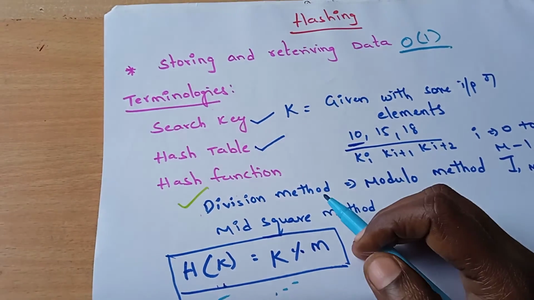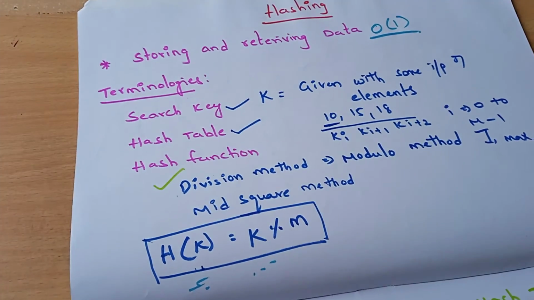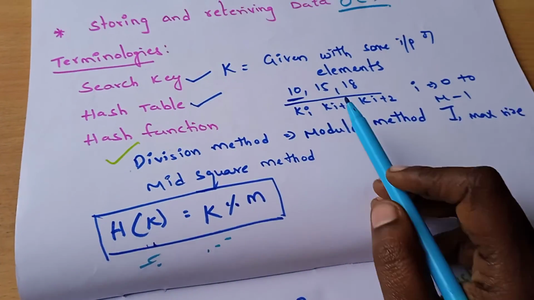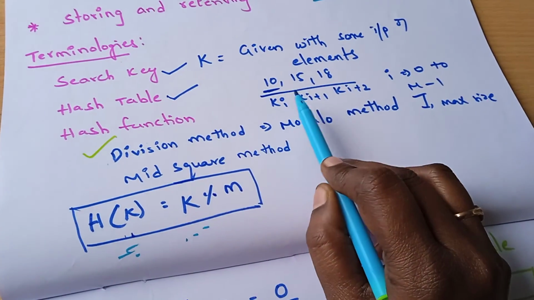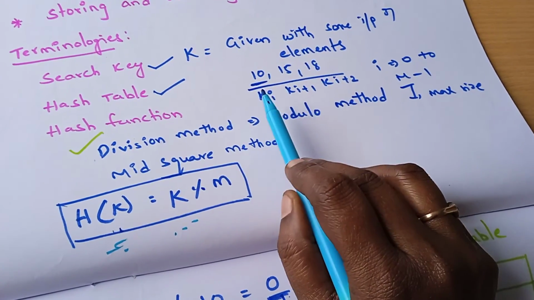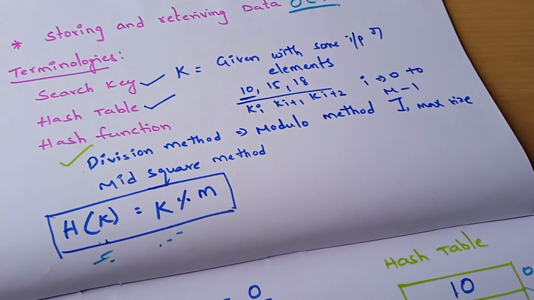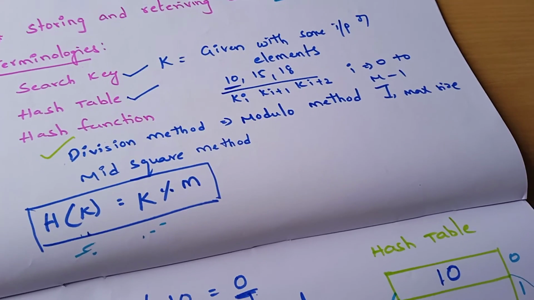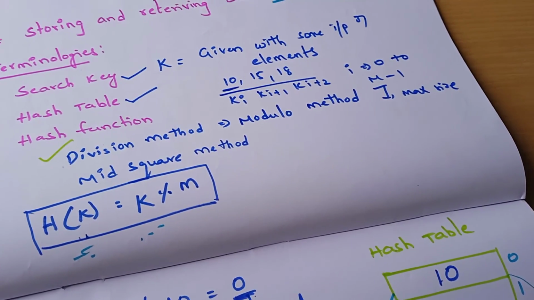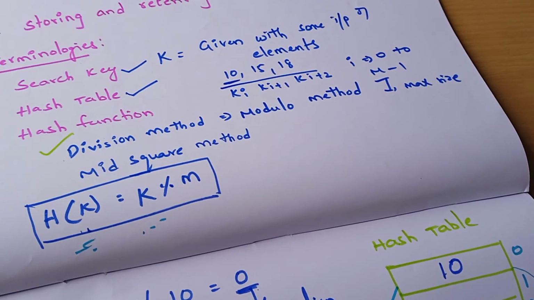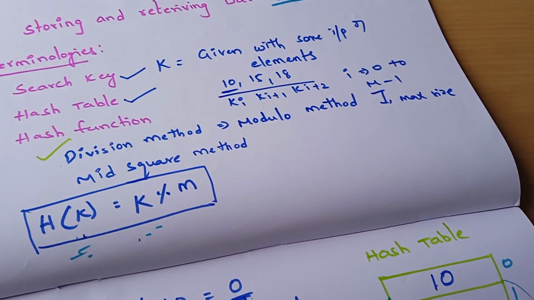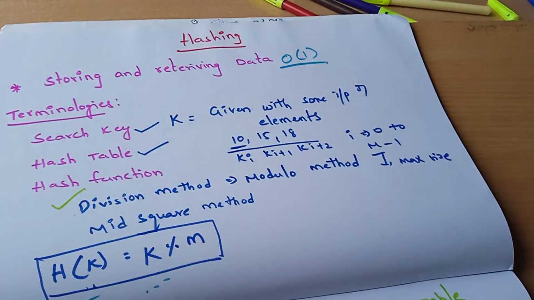So these are the terminologies we will be looking into, and this is a small example to understand normal hashing or general hashing. In the next video we'll discuss the types of hashing and collision resolution techniques.